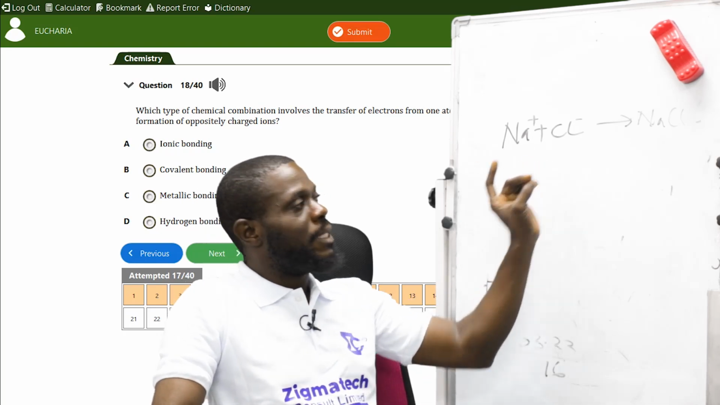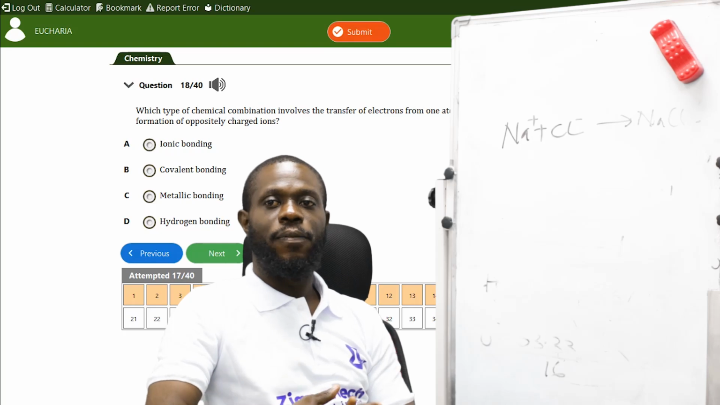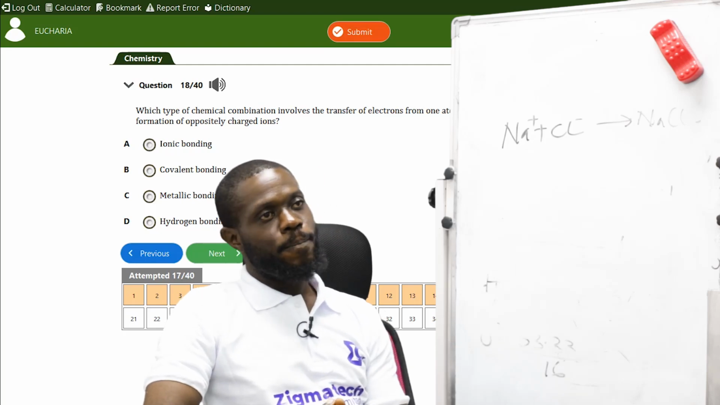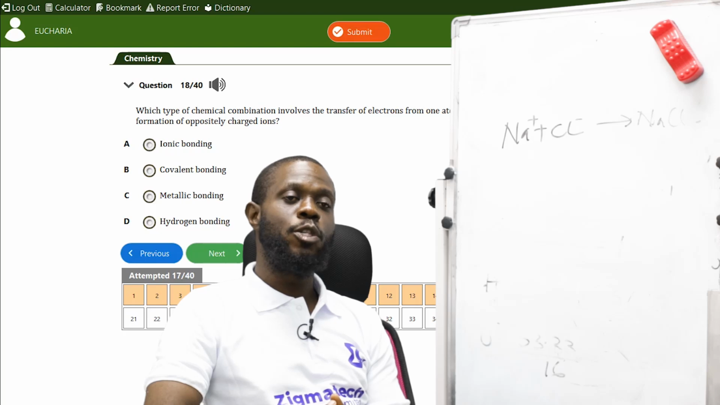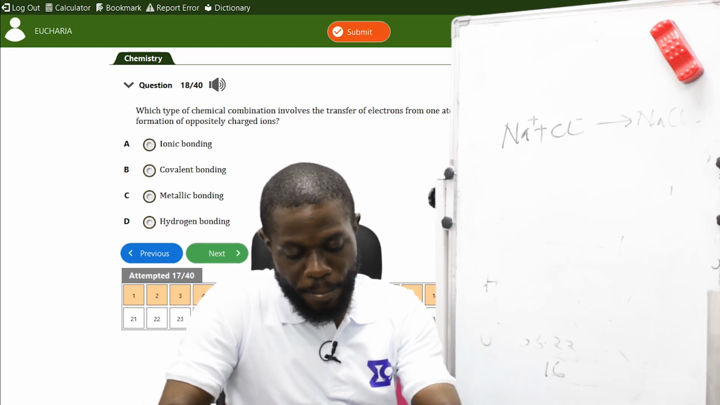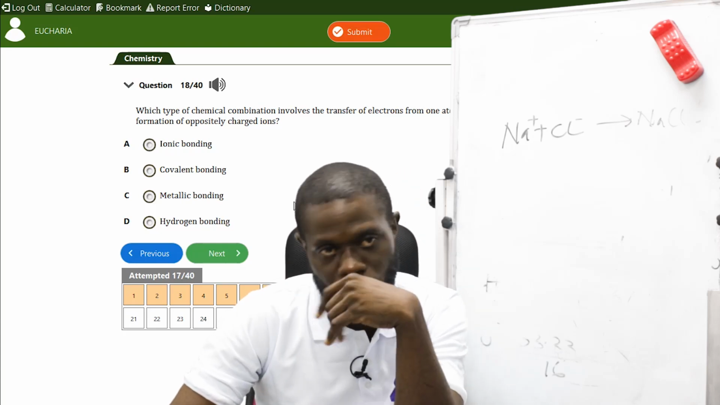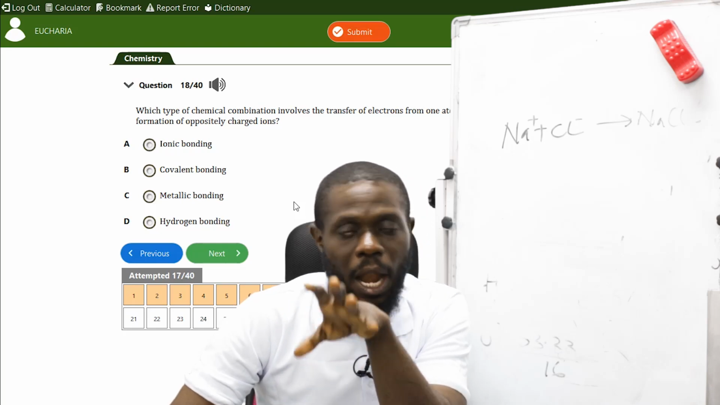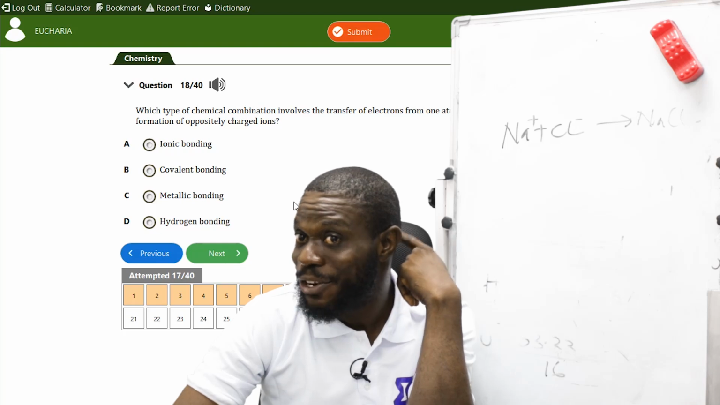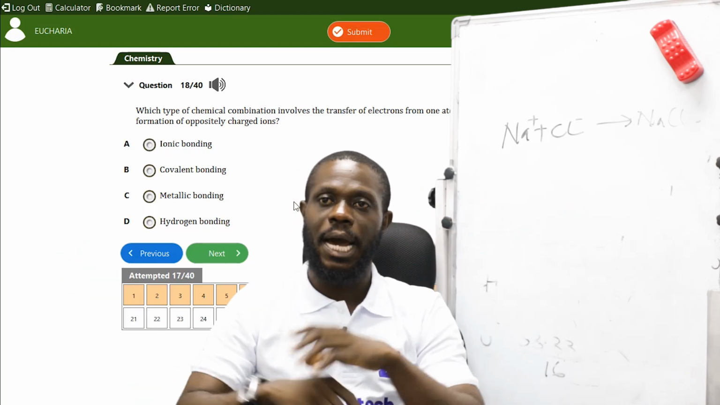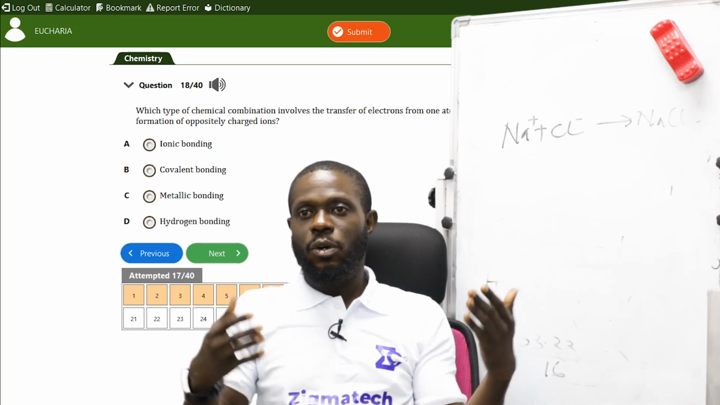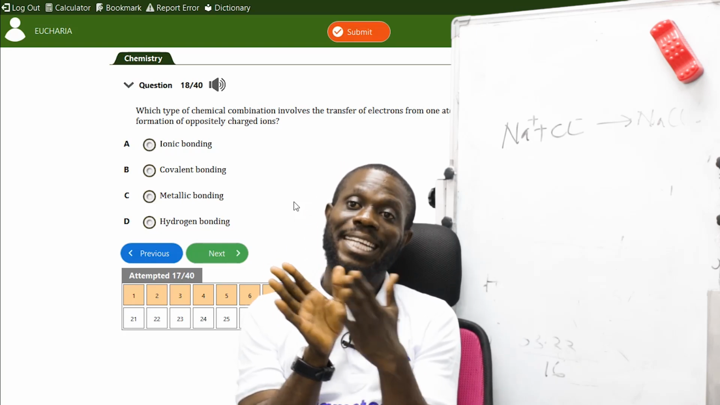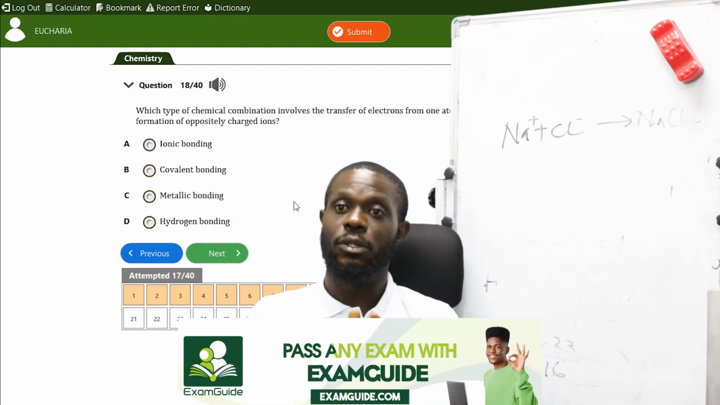Now, the type of bonding tells us the type of compound. A covalent bond is a bond that exists between atoms and molecules. And you know that atoms and molecules are electrically neutral. So it is not oppositely charged ions. They are like terms; they are both negatively charged. So they are not oppositely charged.